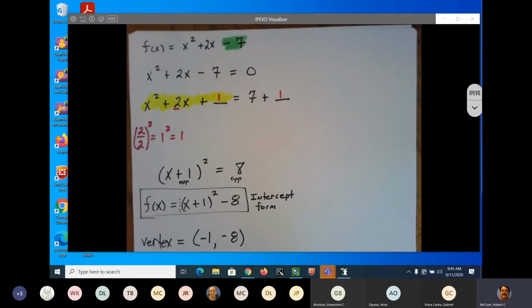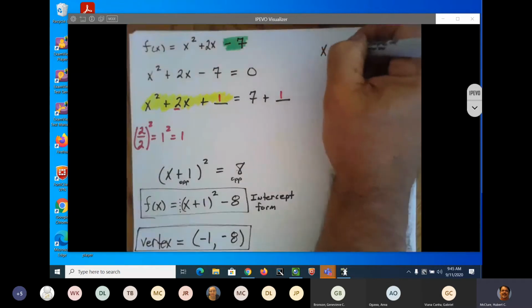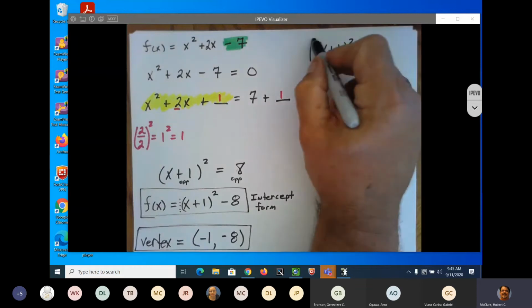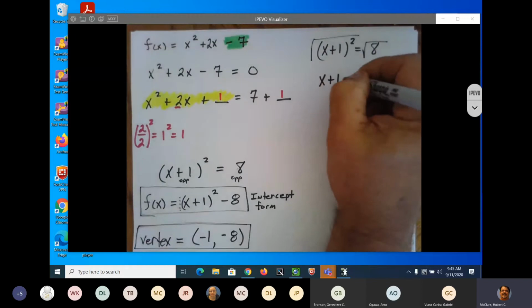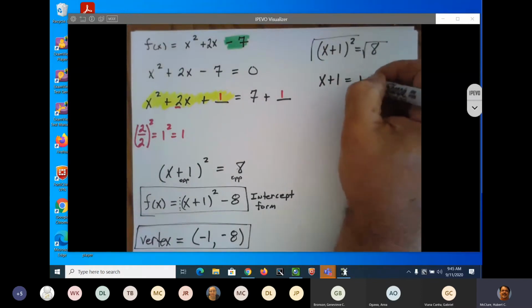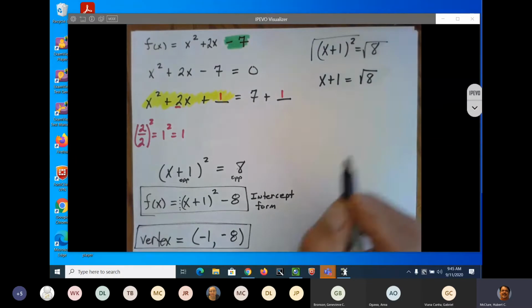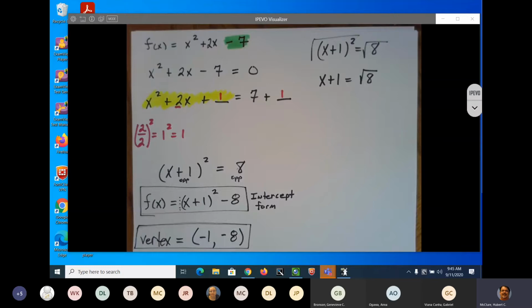So I've done intercept form. I've got my vertex. Now I'm going to solve for x. So up here, x plus 1 quantity squared is equal to 8. Square root of both sides. X plus 1 is equal to square root of 8. Now, let's talk about this right now, and I'm going to highlight that in orange.